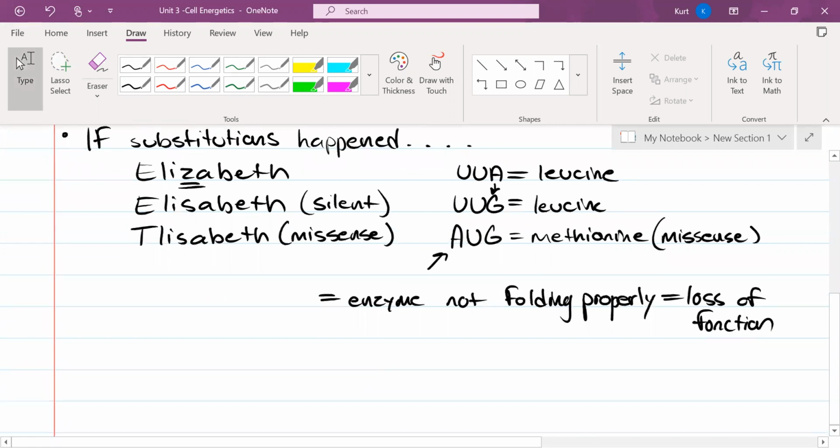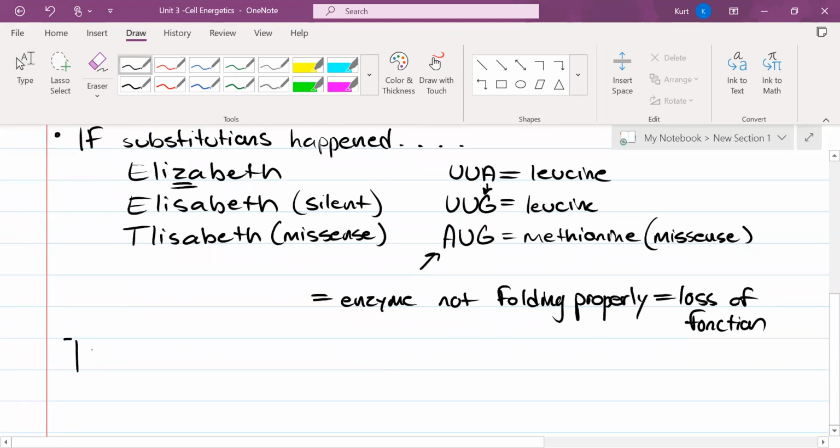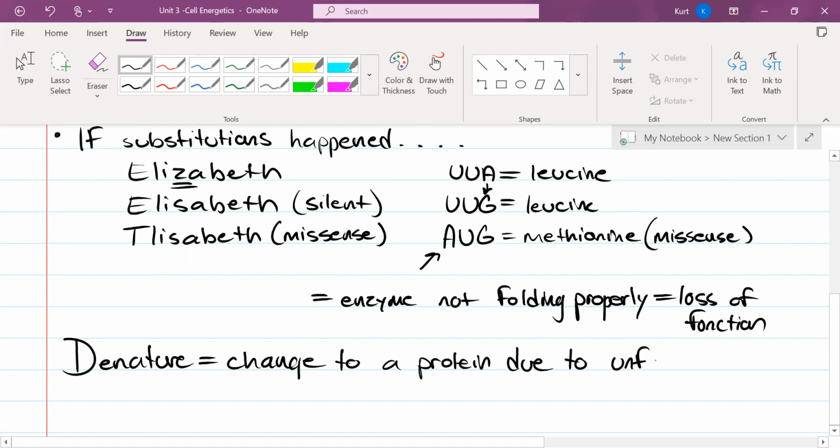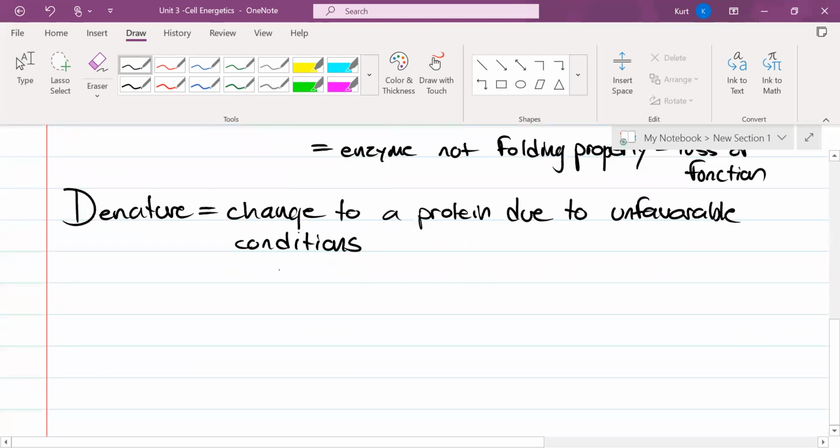Got it? Now, another way that an enzyme can actually lose function is being denatured. Denature is a change to a protein, which includes enzymes, due to unfavorable conditions. These conditions could be where it's too hot or too acidic. So this includes things like temperature or pH levels. All right, let's give you a moment to catch up.